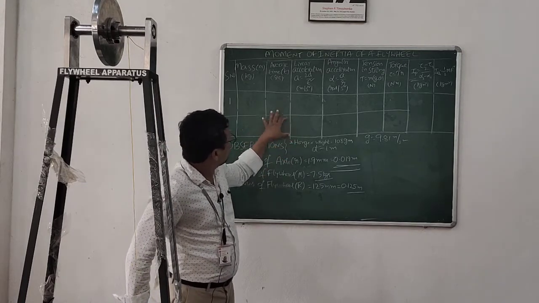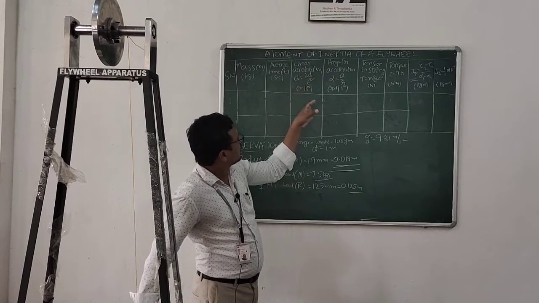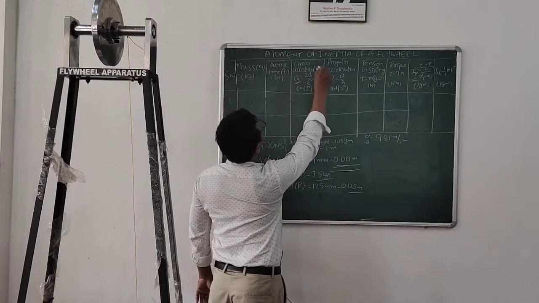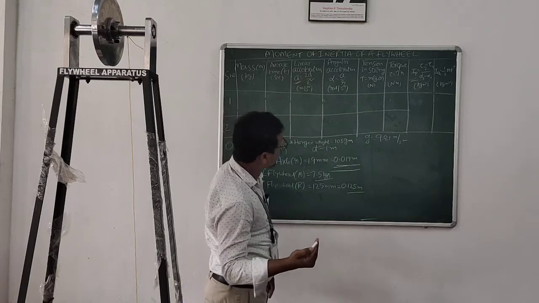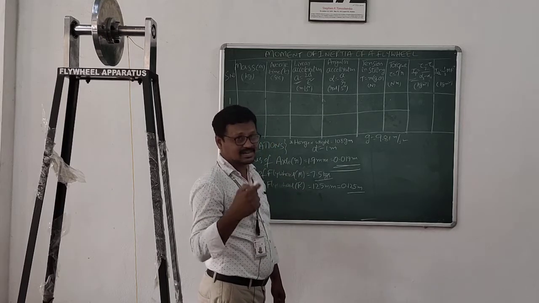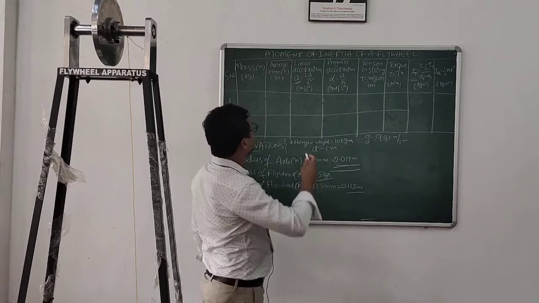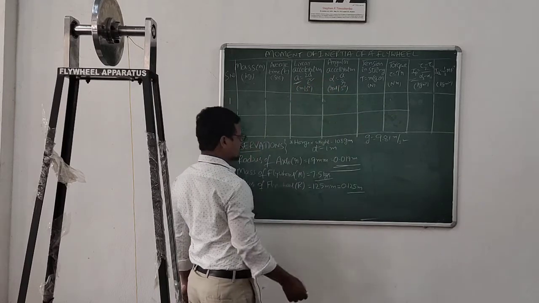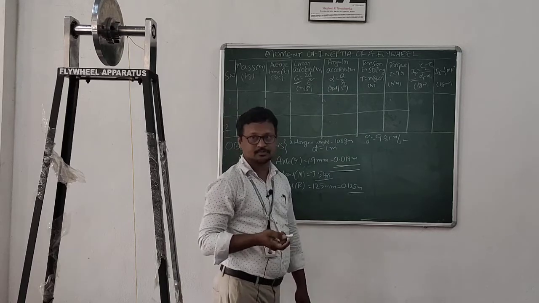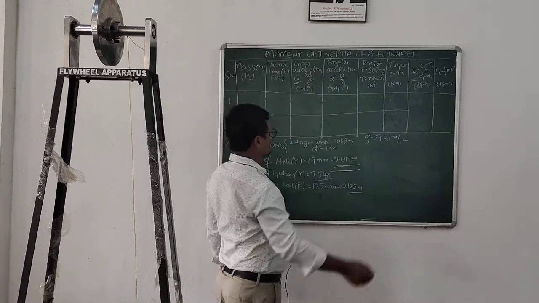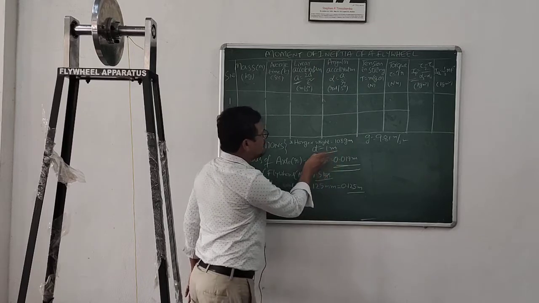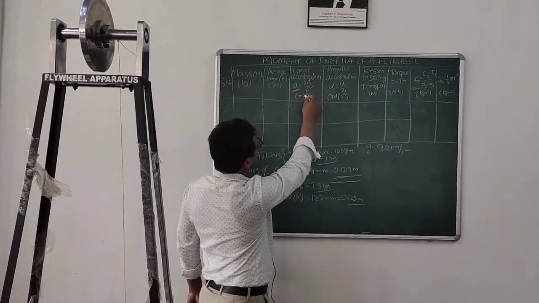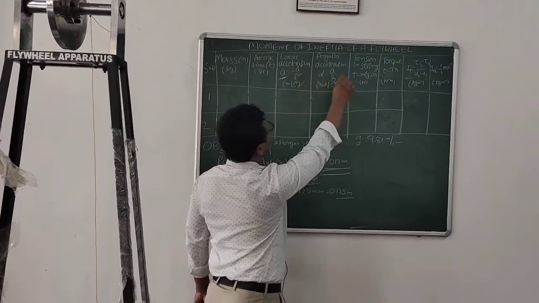After getting these values, in the third column we have acceleration. This is linear acceleration. We have 2 types of accelerations: one is linear acceleration, the second is angular acceleration. Here this is the linear acceleration. The formula is a equal to 2d by t square, which we get from the equations of motion. Here d is the distance, which is 1 meter. The t value is already there, so we substitute and get the linear acceleration. The units are meter per second square.